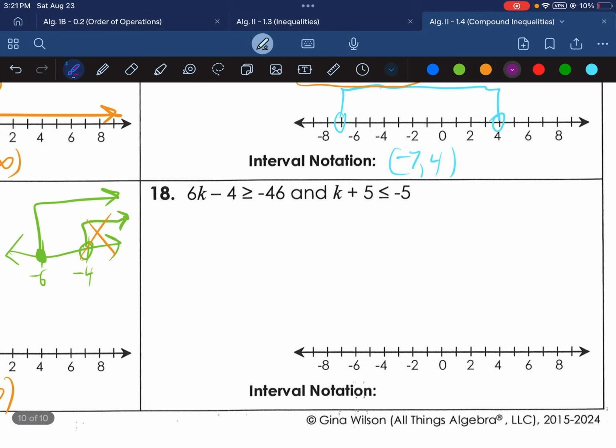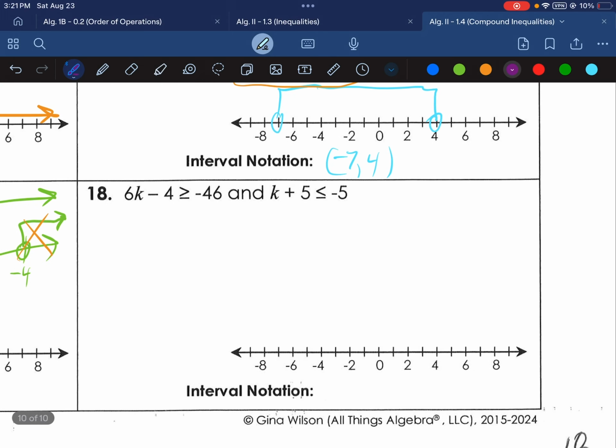Last but not least, number 18. Solving this compound inequality, starting off with this inequality on the left here. You could start with this inequality, by the way. There's nothing wrong with that by any means. I just always go left to right. So I add 4 to both sides, and I get 6k is greater than or equal to negative 42. Dividing by 6 results with k being greater than or equal to negative 7.